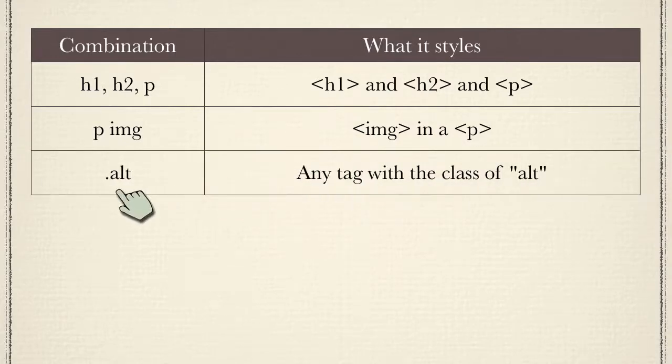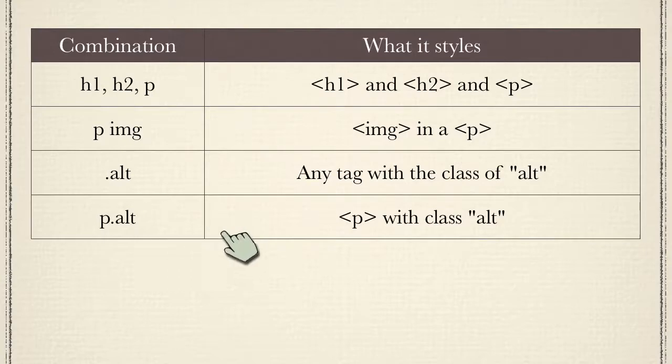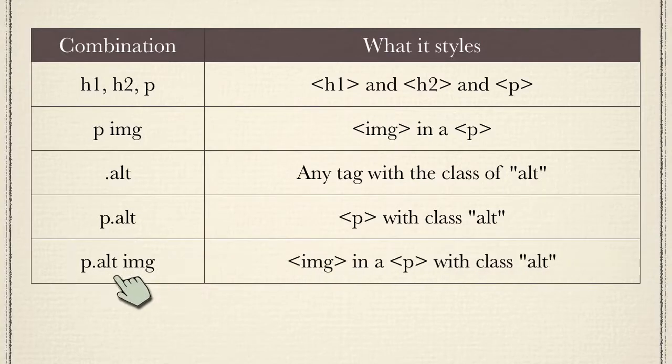We have the class .alt, any tag with a class of alt. We could also combine that, p.alt. This will only affect paragraphs with the class of alt. If I have an H1 with a class of alt, that selector will not have any effect on it at all. We can combine spaces and classes, and if p.alt space image, this will affect any image in a paragraph with the class of alt.